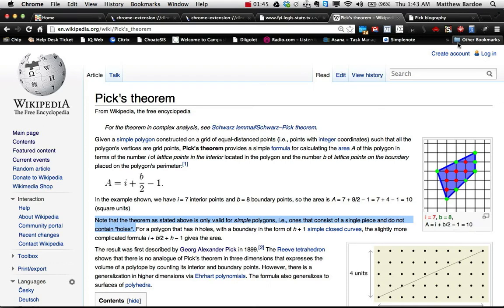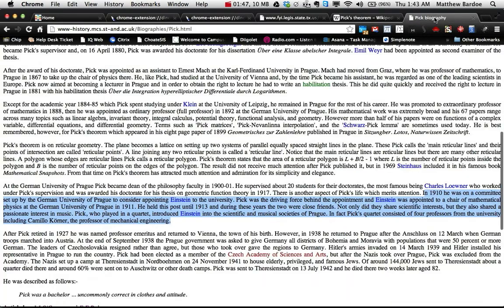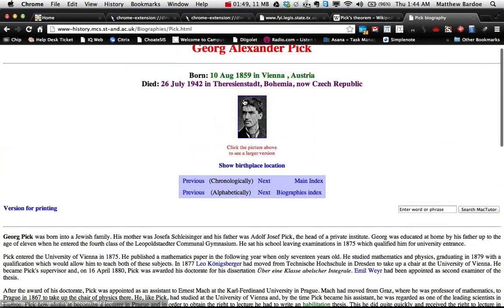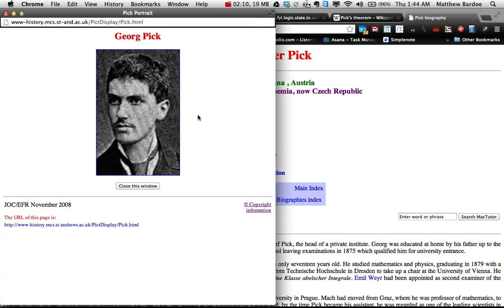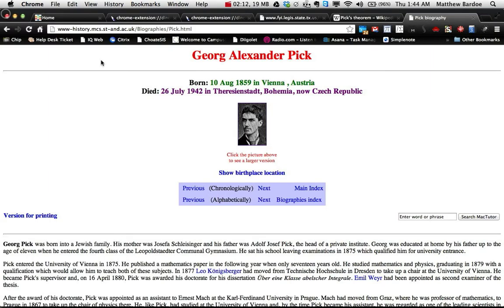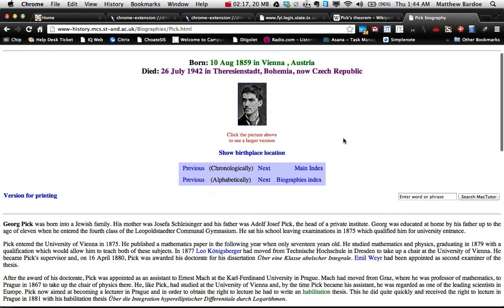And then the last little bit that I wanted to share with you was a little bit about the history of this theorem, or not necessarily the theorem, but the person who found it, who was the first to discover this very simple relationship, George Pick. So here's a picture of him. I don't know if it can get much bigger. So there he is. He was born in 1859 in Vienna and died in 1942.